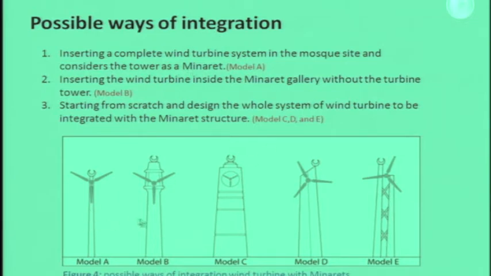I have three models. Model A is inserting a whole wind turbine in the mosque. The second option is to insert just the turbine inside the gallery, which is the open area. The third concept is to start from scratch and design a whole system of wind turbine to be integrated with the mosque, and I come up with the three choices.